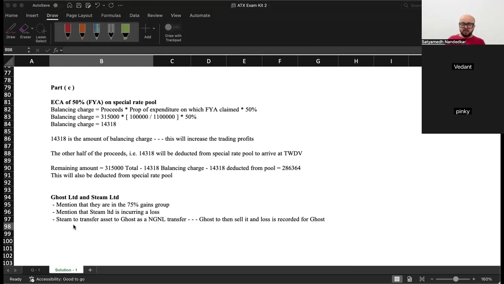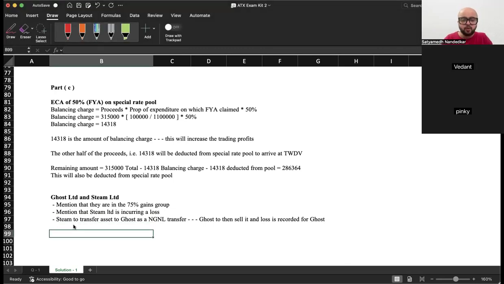Yeah, capital loss in respect of the disposal of building by Stream Limited. Capital loss can also be transferred, but it can only be offset against chargeable gains realized by Ghost after it became a member of the Set Limited group. ठीक है.